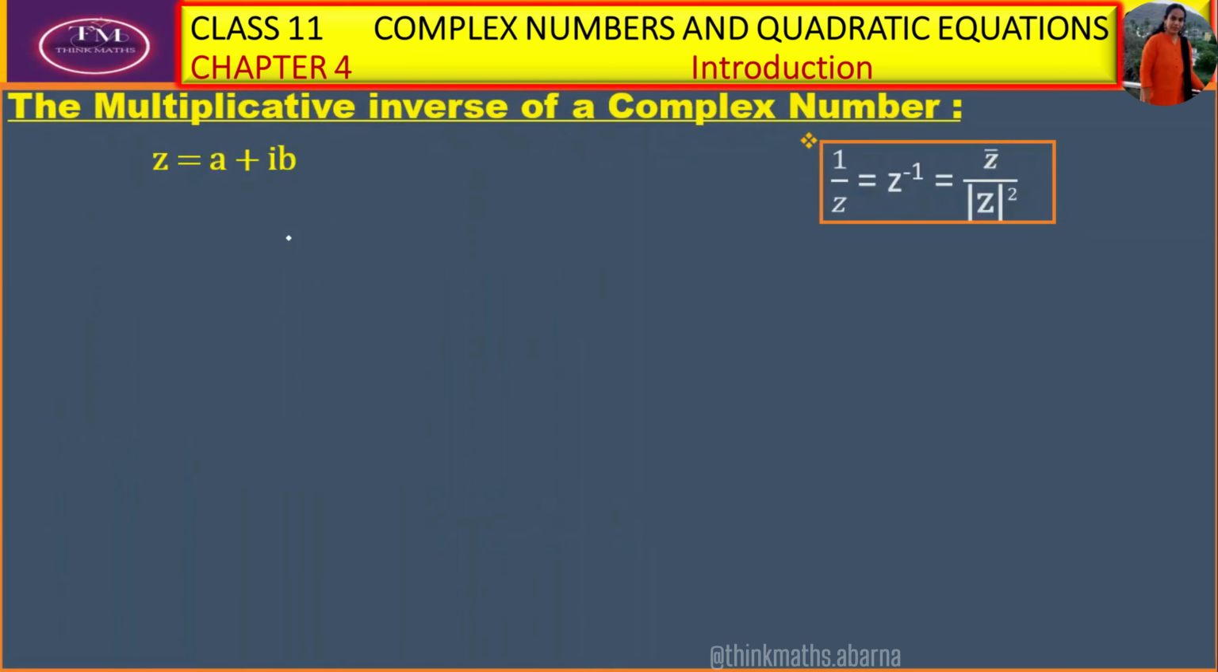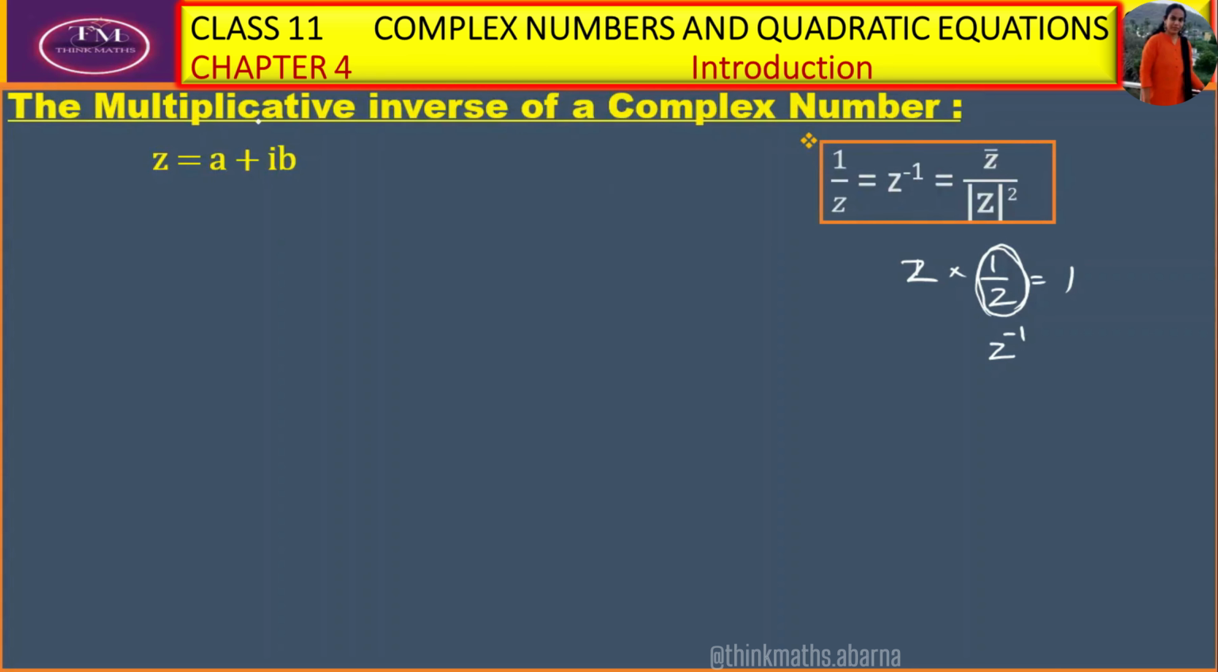Last topic, very important topic, multiplicative inverse of a complex number. How to find the multiplicative inverse? Its formula is 1 by z. So z into 1 by z is 1. So this 1 by z is called the multiplicative inverse. It can also be written as z to the power minus 1. It is nothing but z conjugate divided by modulus z whole square. Now let us derive this formula.